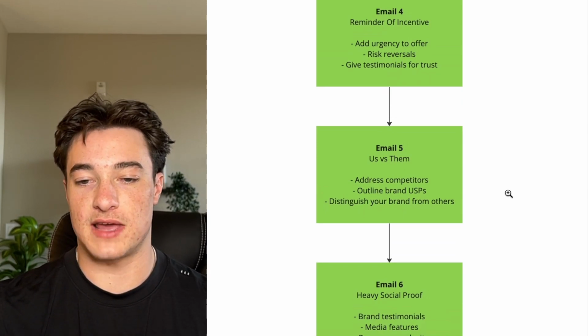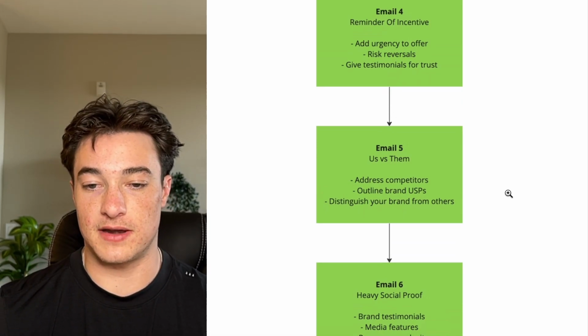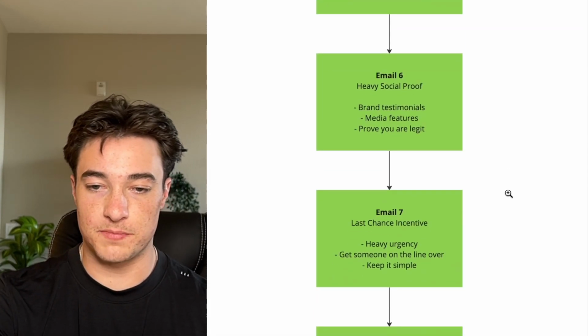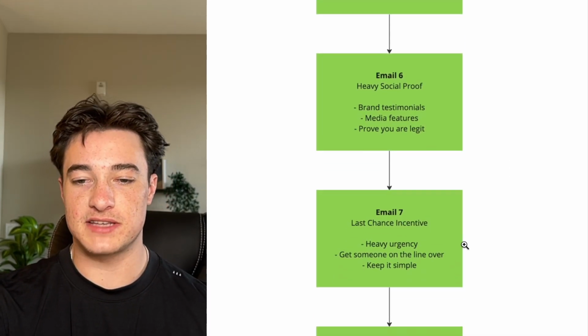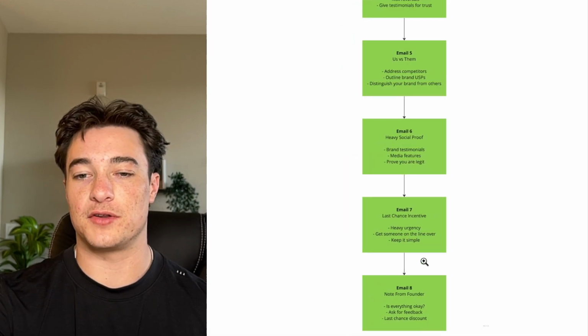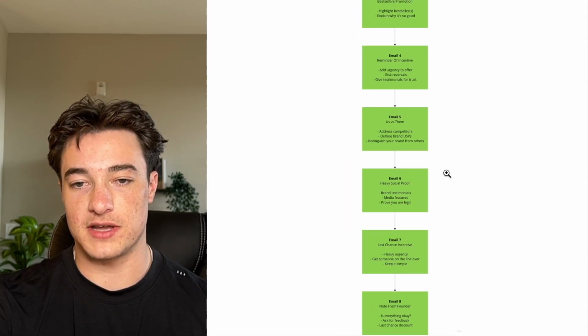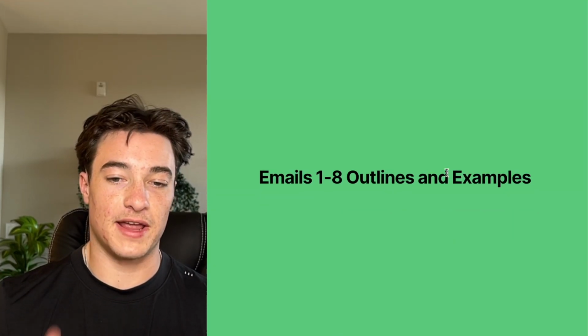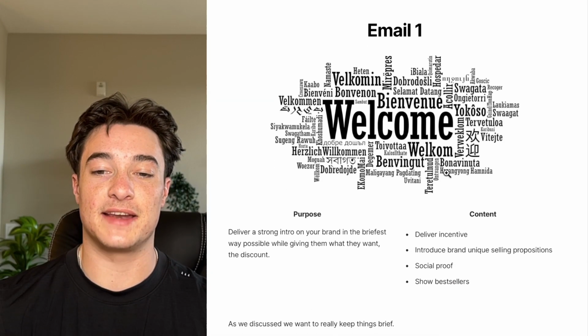Email 5, us versus them. We'll address the competitors and how you're different, and distinguish yourself. Email 6, we're going to go hard on social proof if there are still people on the edge. Email 7, we're going to do last chance. And then email 8, we're going to do a note from the founder, give that personal touch, and address some more objections. So let's move right into emails 1 through 8, outlines and examples.